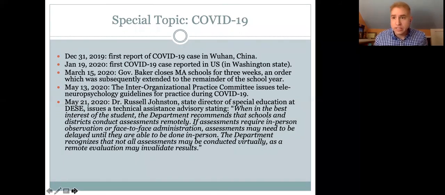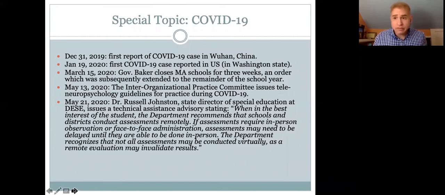What happened, obviously, in the springtime was people in Boston got very interested in it very quickly. And the IOPC surveyed it and gave its recommendations and guidelines, indicating that it was a valid possibility. Now, different states had different reactions to that. So in some states, the Department of Education came out and said, no, we're not doing telehealth assessment. My understanding is that New Jersey, at least initially, had that. I don't know if they've changed that as things have gone on.